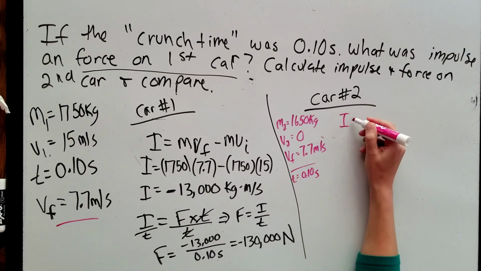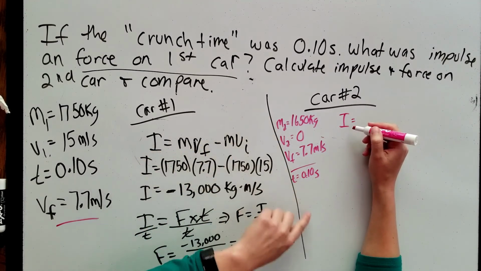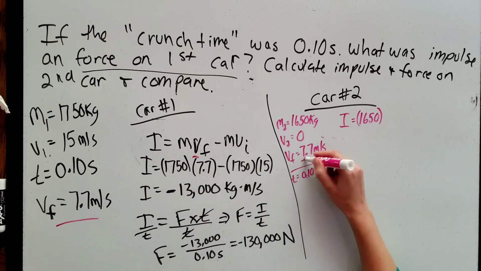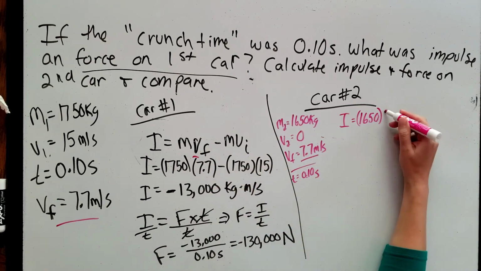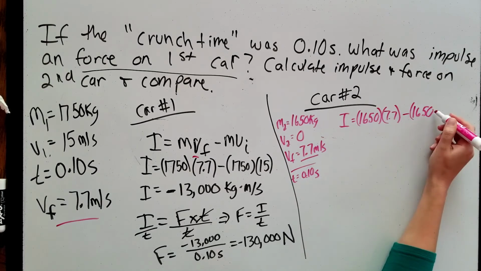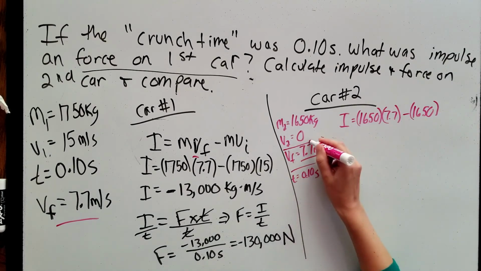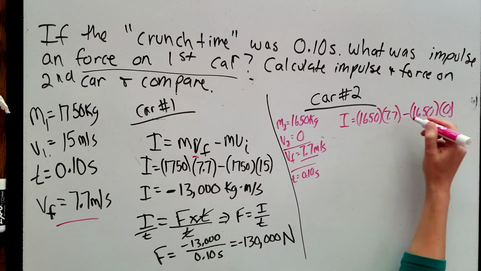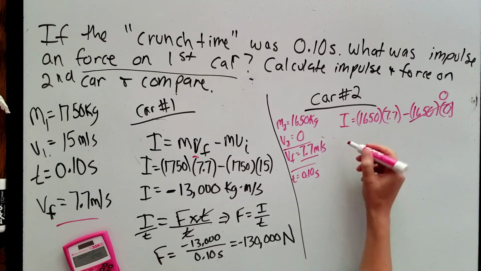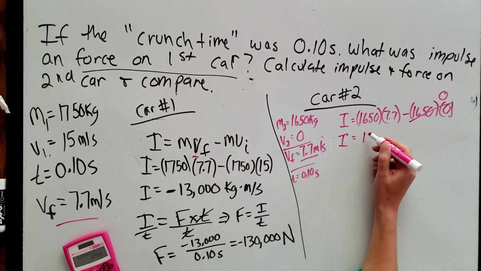So calculating impulse, I'm using the same equation that's over here, but I'm plugging in car 2's information. So the mass of car 2, 1650. The final velocity was the same as car 1 because they're stuck together, so it's 7.7. I'm going to subtract from that the initial. The initial velocity was 0 because it was parked. 1650 times 0 is 0. So calculating the impulse for car 2, I get 1650 times 7.7. And what do you know? When I round it, I get positive 13,000.